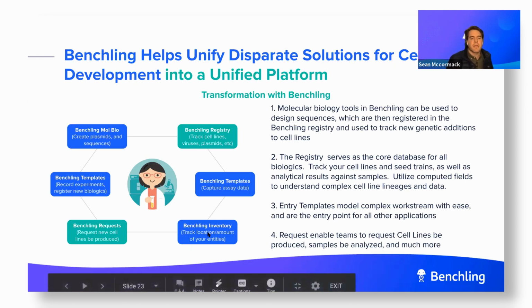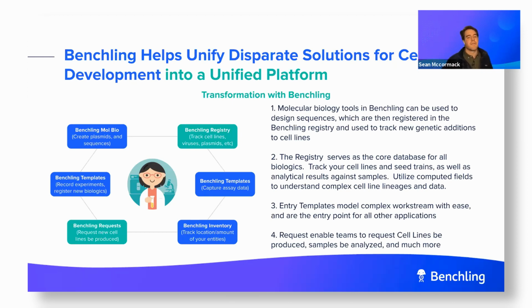And then for inventory, for each item that you are storing, you're able to say, this cell line lives in this freezer, on this shelf, in this rack, in this specific box. You don't have to get that granular, but you can. What we want to do is save you time from having to dig through the freezer looking for your item.